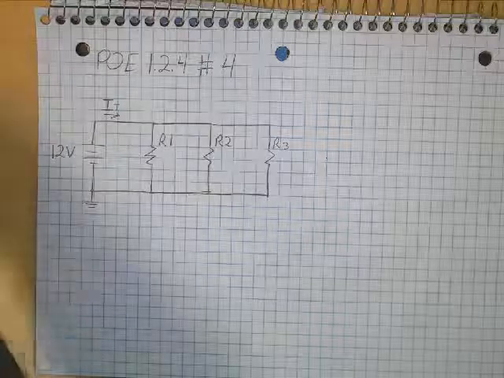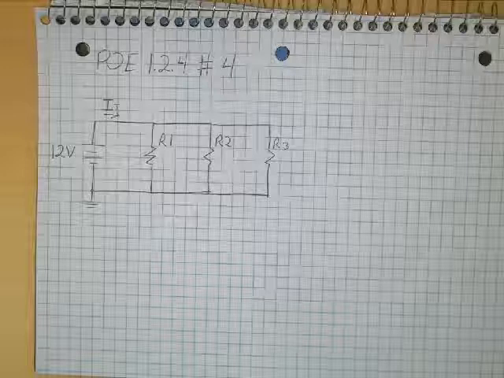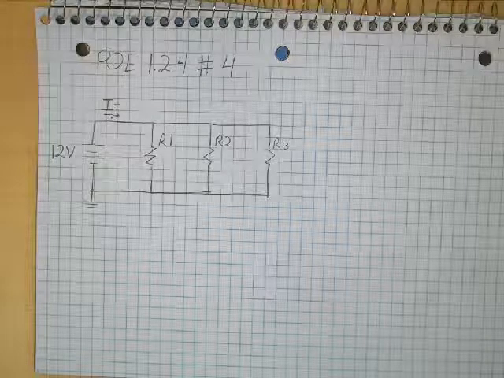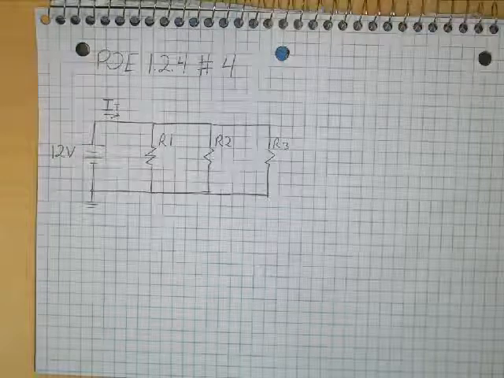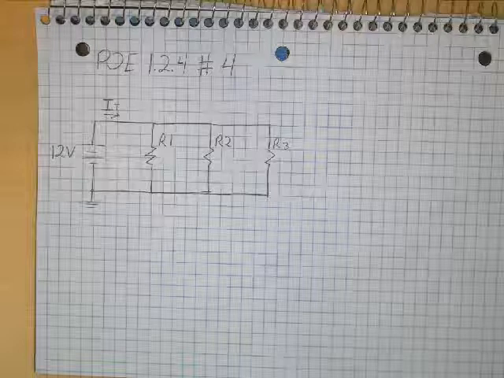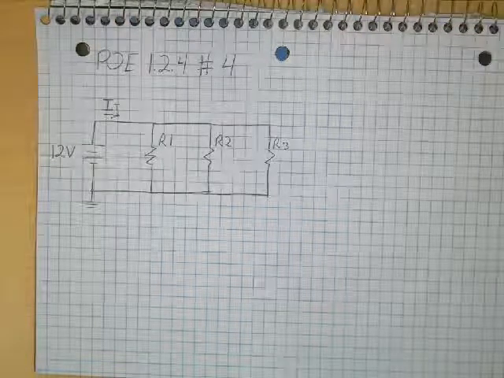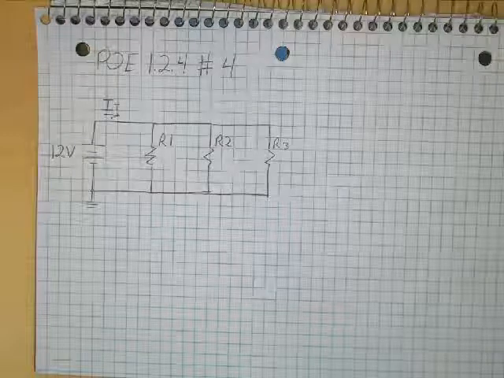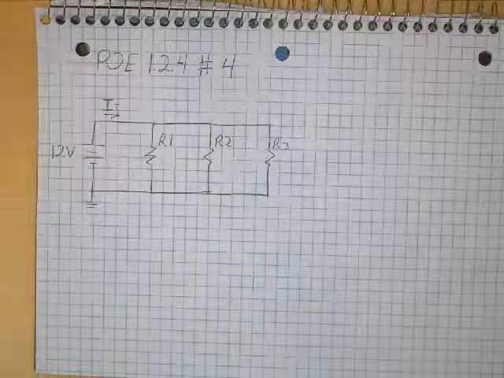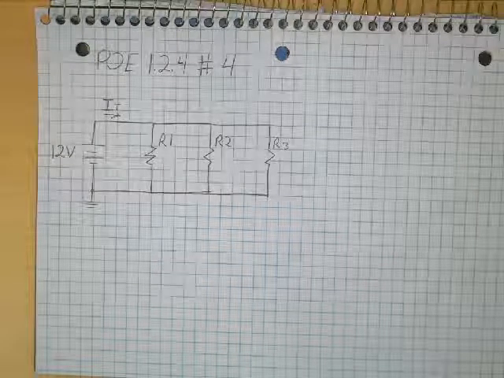Hello and welcome back. In this video we are going to move to the Principles of Engineering Activity 1.2.4, number 4, which will be using the laws of circuit theory, solve for RT, IT, I1, I2, and I3. That's the total resistance and the total current. I1, I2, and I3, the currents through each branch of this circuit.